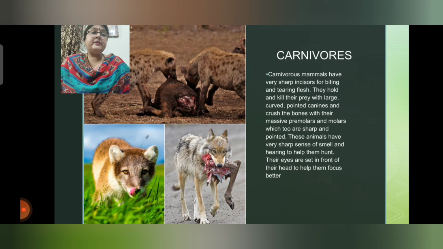These animals also have a very sharp sense of smell and sense of hearing, so they can find their prey easily. Hearing helps them to hunt in a better way. Their eyes are set in front of their head to help them focus better.